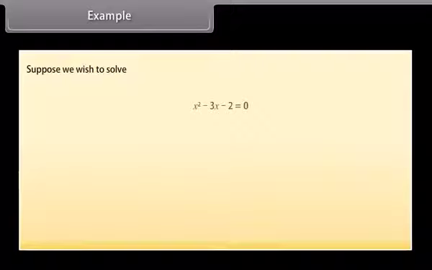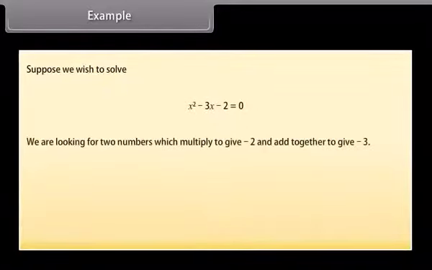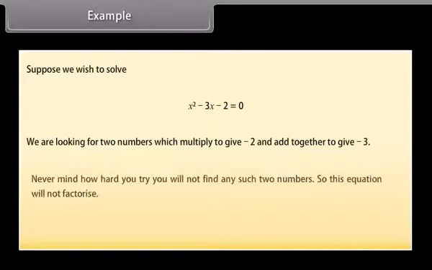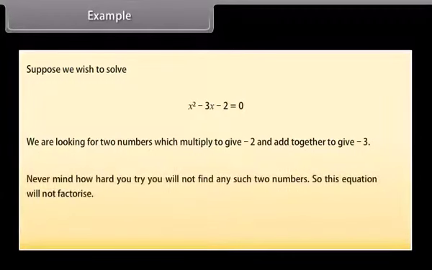Example. Now suppose we wish to solve x square minus 3x minus 2 is equal to 0. We are looking for two numbers which multiply to give minus 2 and add together to give minus 3. Never mind how hard you try, you will not find any such two numbers. So, this equation will not factorize. For this we need another approach. We will learn that on the next screen.